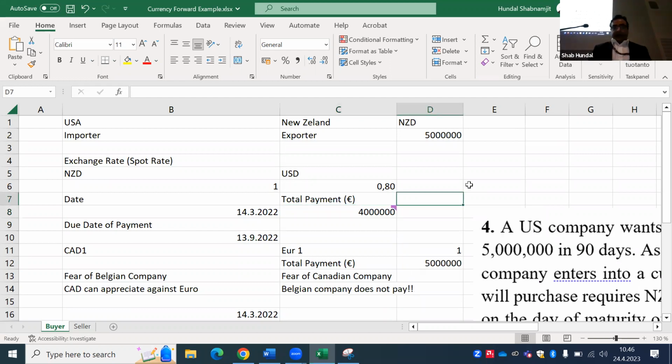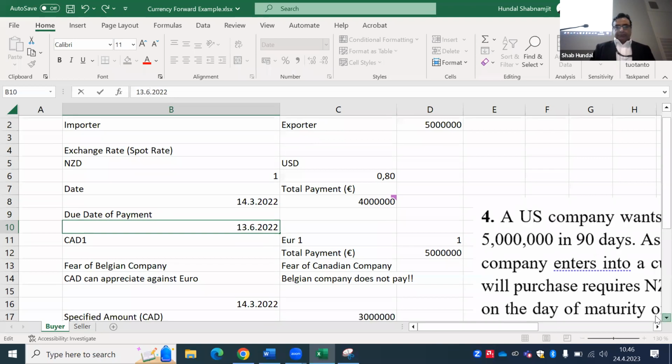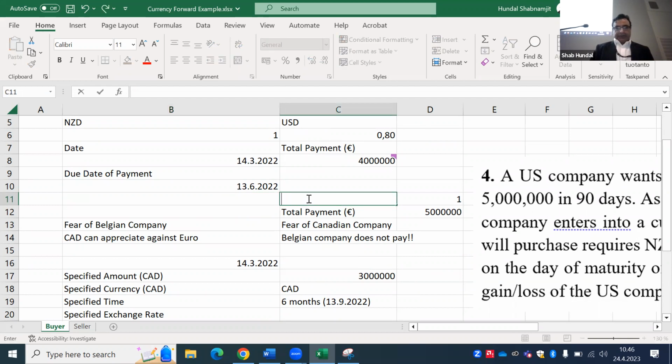So this, I don't remove. The due date of payment, because it's 90 days, so it will be, what date? So it'll be 6, right? So it'll be 6. Okay. Then, the Canadian dollar, this is not necessary here.